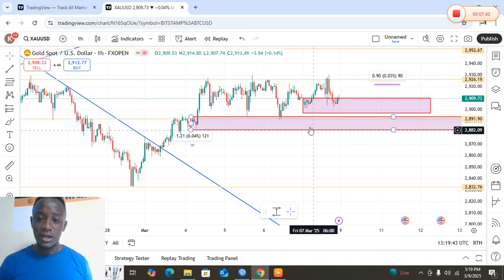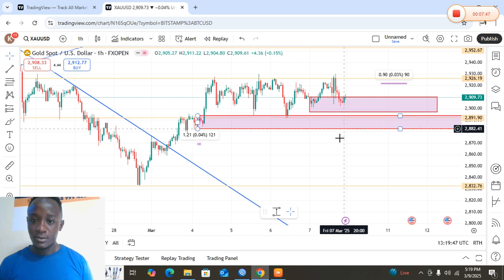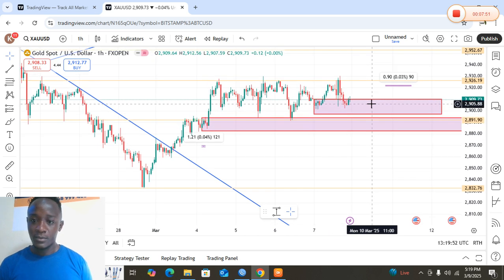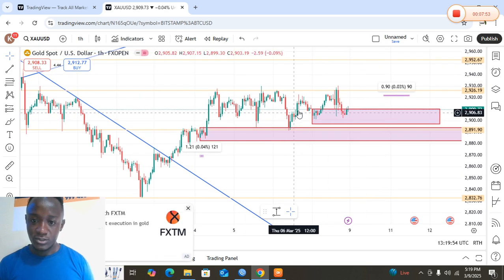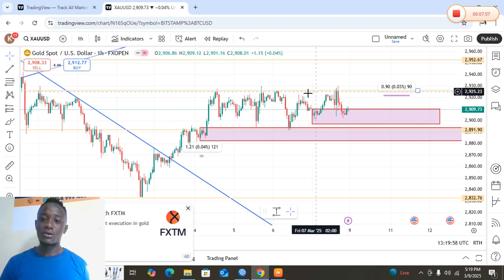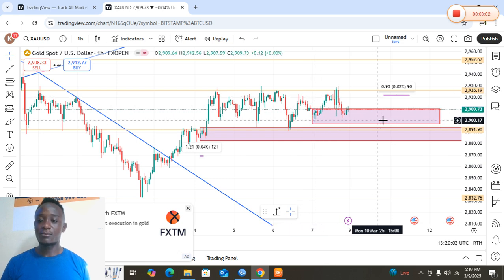And then again, you can clearly see there was this zone right here. There was this zone right here. The market came, and then there was a break of structure at this particular point. So we term this zone as another supply zone.